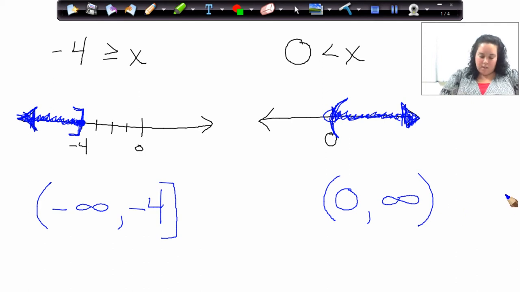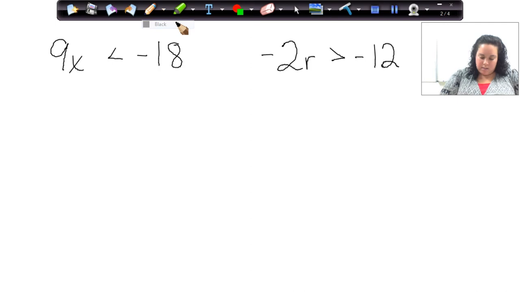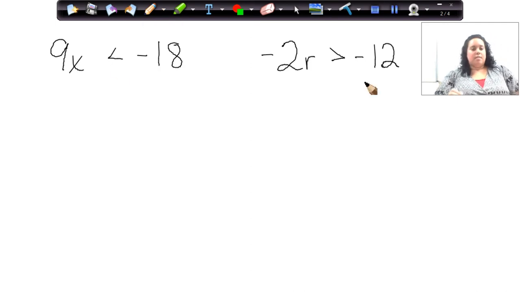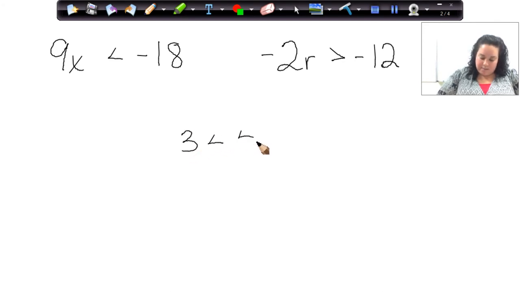All right, great. Let's talk about solving these. Solving inequalities is exactly the same as solving regular equalities with one exception: when you multiply or divide by a negative number, things change. So let's look at an example real quick. If I say that 3 is less than 5, and then I multiply on both sides by -2, -2 times 3 is -6, -2 times 5 is -10. So what happens here? Is -6 less than -10? No, actually, -6 is greater than.